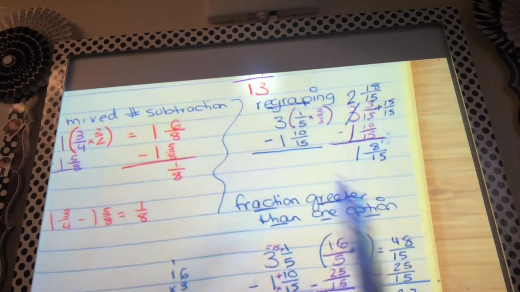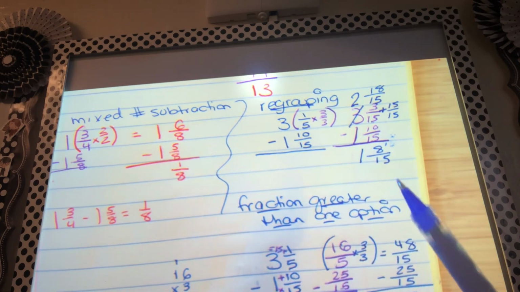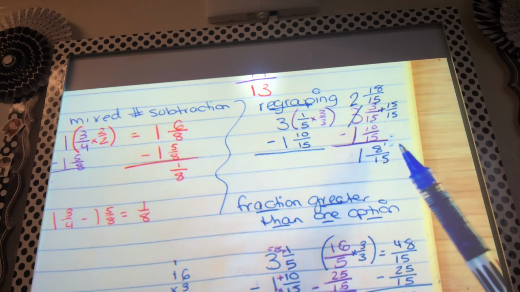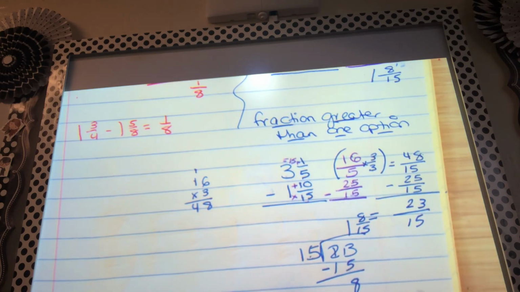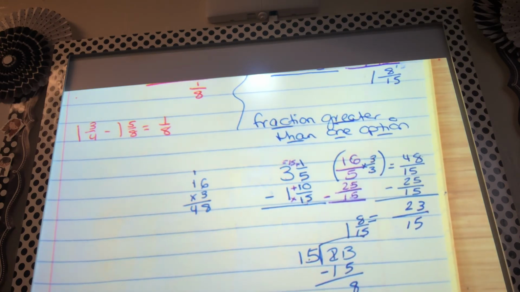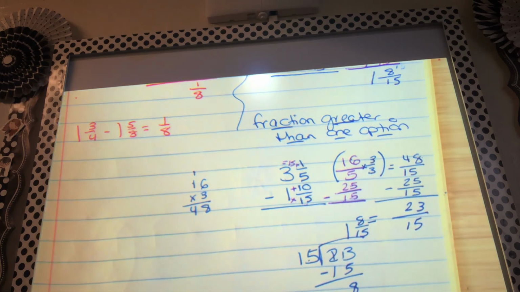So you can try it the regrouping way, and if you can show me that you have that with accuracy, then we can keep using it. If not, we need to try out the fraction greater than 1 option. And that is it for our subtracting fractions.